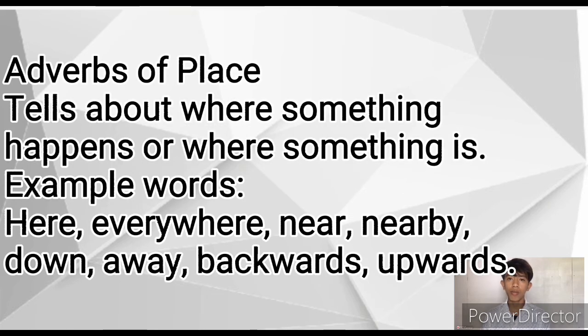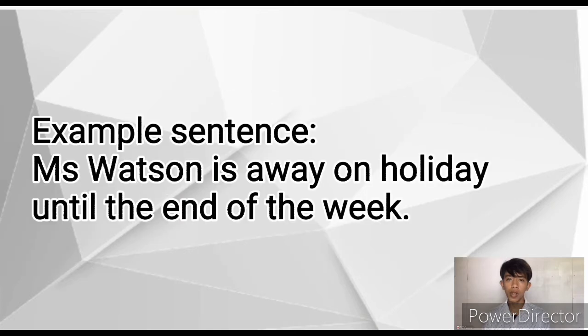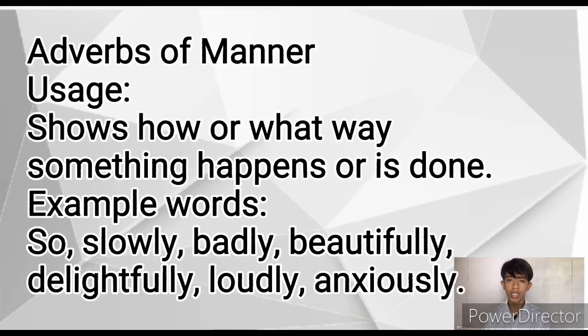Next is adverb of place. Adverb of place tells about where something happens or where something is. Example words: here, everywhere, near, nearby, down, away, backwards, and upwards. Example sentence: Miss Watson is away on holiday until the end of the week. So, away is the adverb of place.